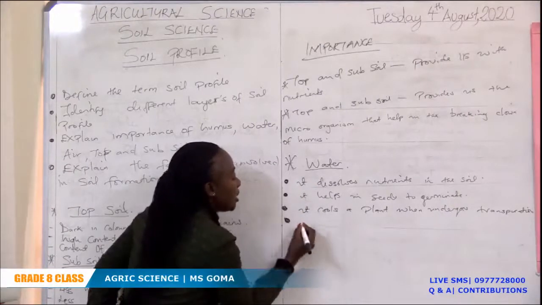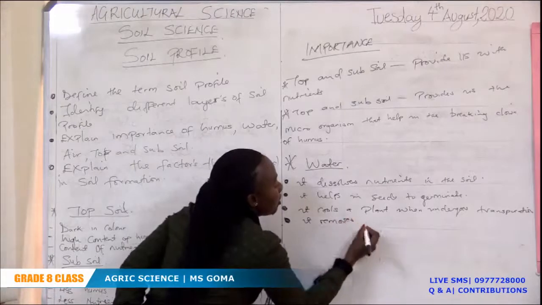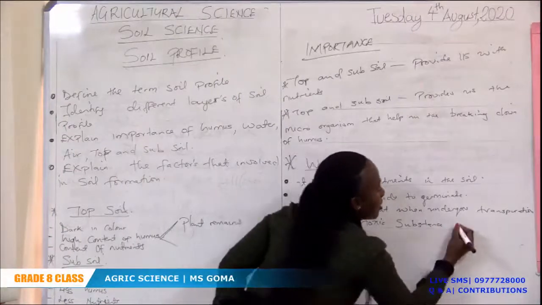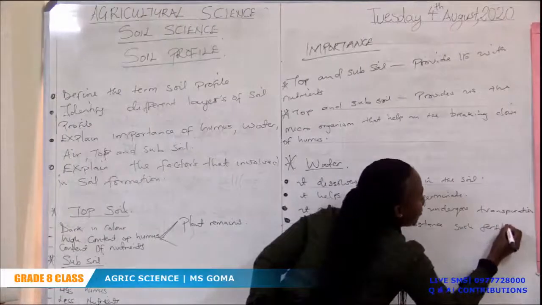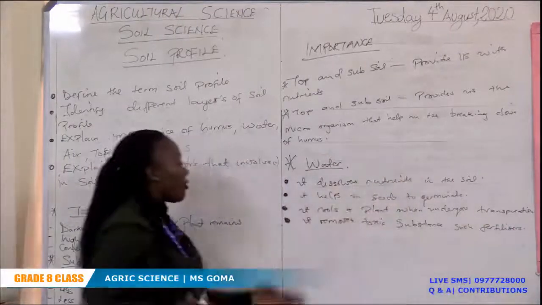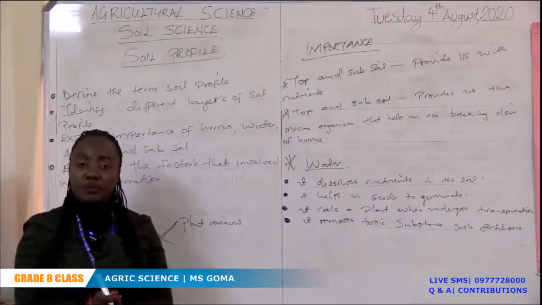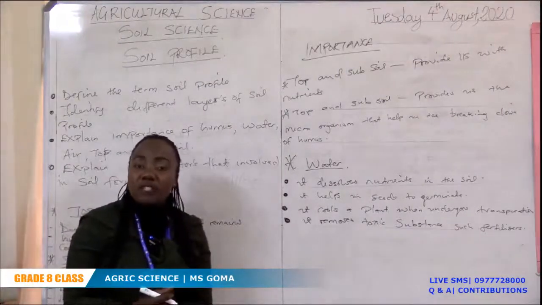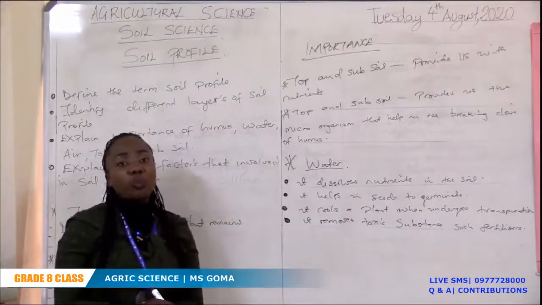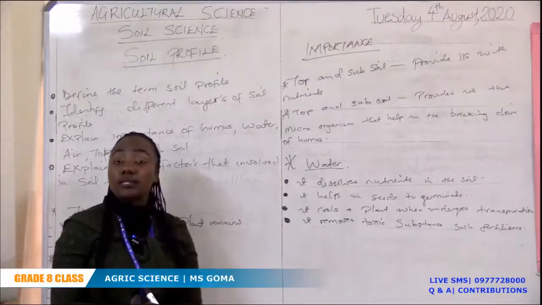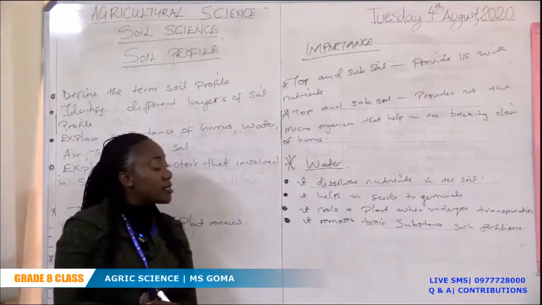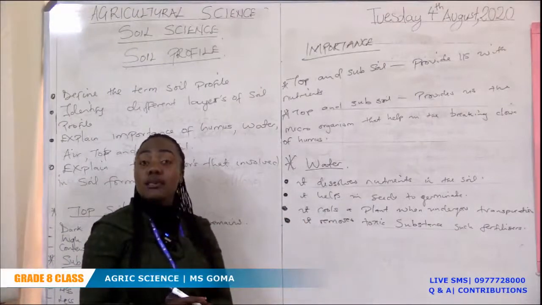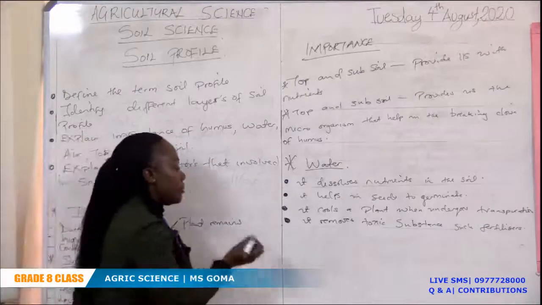The fourth point, it removes toxic substances, such as fertilizers, from the soil. Sometimes as farmers, as we are putting fertilizers on the crops, we put too much. As we put too much, we contaminate the soil and the soil becomes acidic. The way you can remove that acidity in the soil is by watering the garden frequently. We can reduce toxic substances. We're done with water.